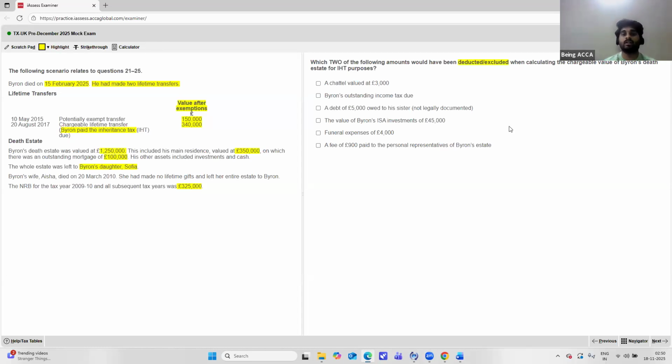So now let's take a look at all of these. A chattel valued at 3,000. A chattel might become exempt for chargeable gains, but for death estate, it should be included in computation of your death estate. So this is not a right answer.